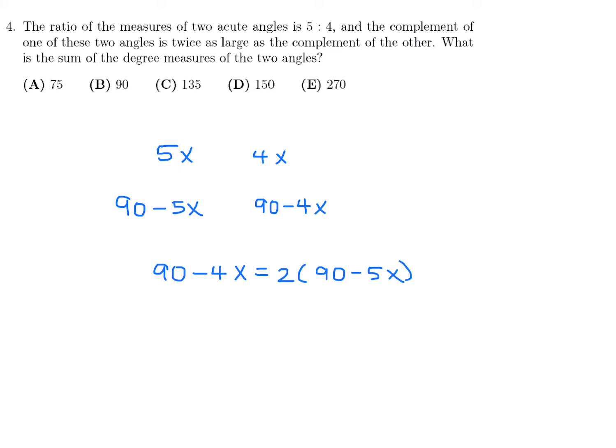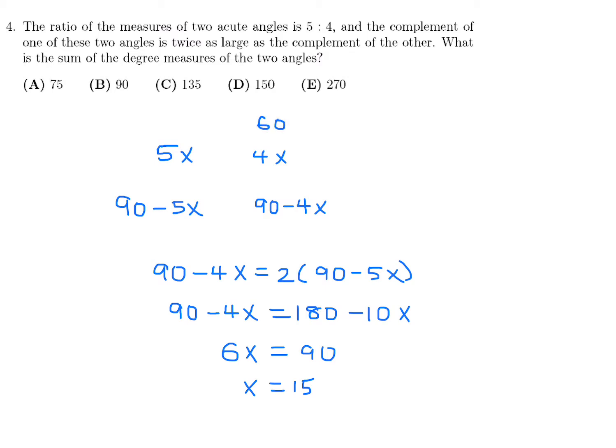So this is the math we have to do. So expanding this, we get 90 minus 4x is equal to 180 minus 10x, and therefore 90 is equal to 6x. X is equal to 15. X is 15, so therefore 4x is 60, 5x is 75, and then when you add them, you get 135. So number 4, the answer is C.